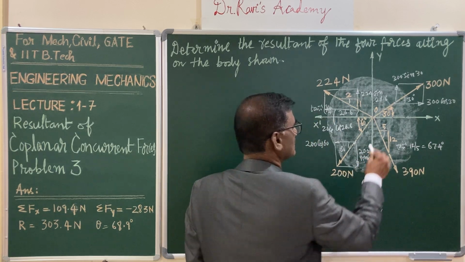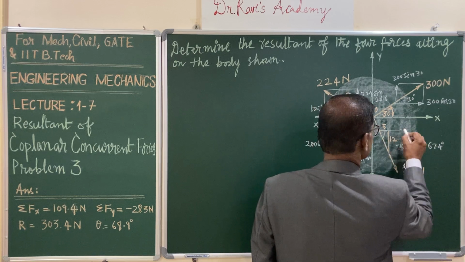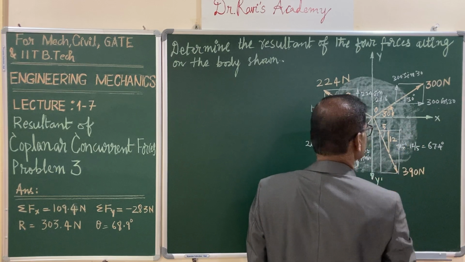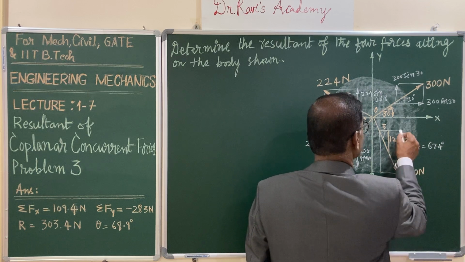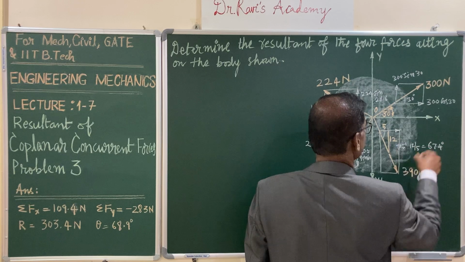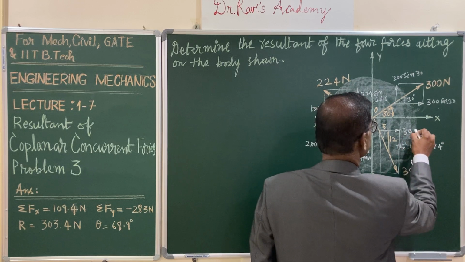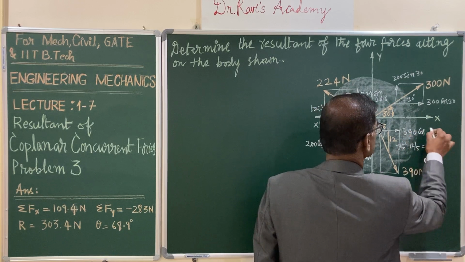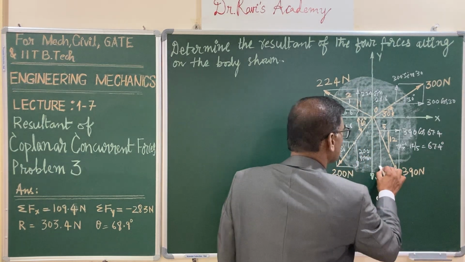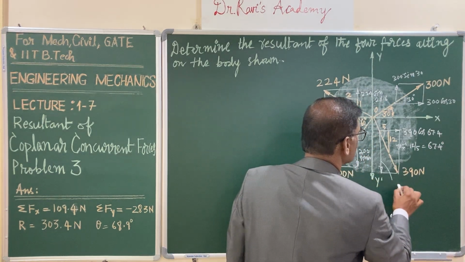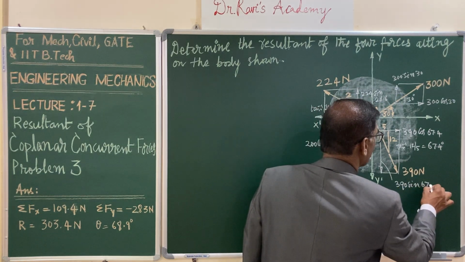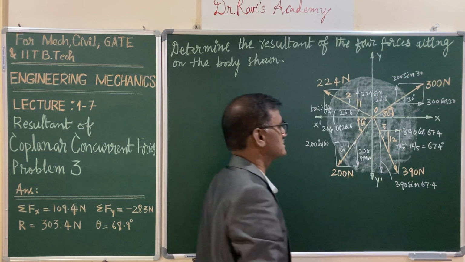And lastly, about this force also, let us construct a rectangle. You want to divide it into rectangular components. This angle is 67.4 degrees, so your x component is 390 cos 67.4, and the y component is 390 sin 67.4 degrees.